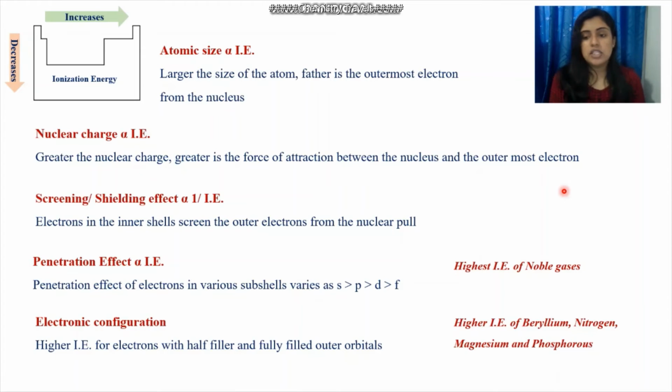Also, if you consider the properties, you can see that beryllium and boron, beryllium will have a higher ionization energy. Nitrogen has a higher one, and so do magnesium and phosphorus. If you look into these, there are exceptions, and they have a higher ionization energy because of their stable configuration.